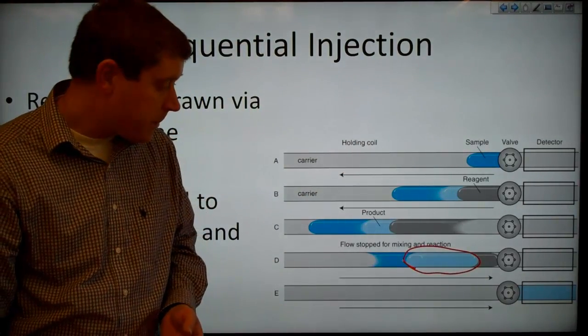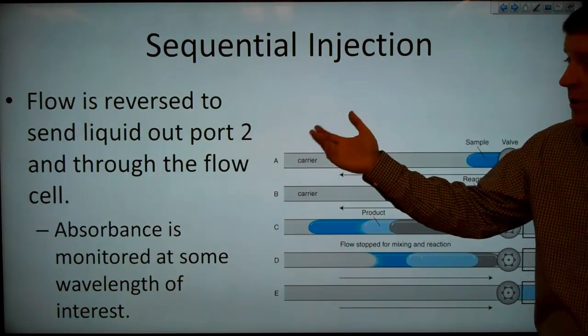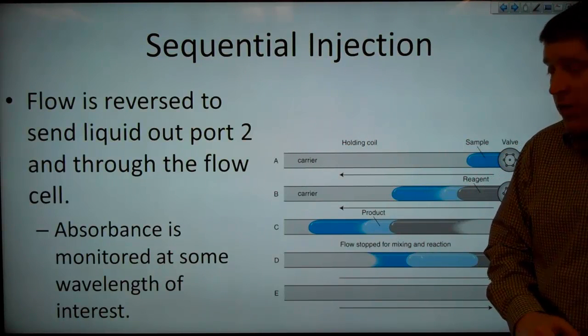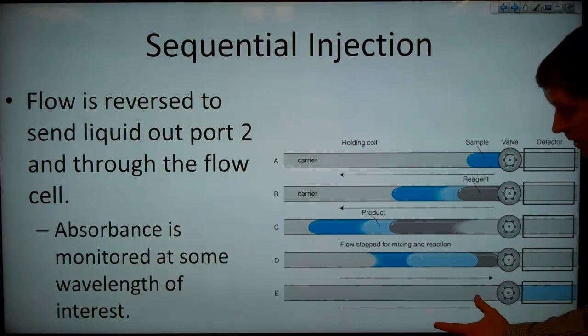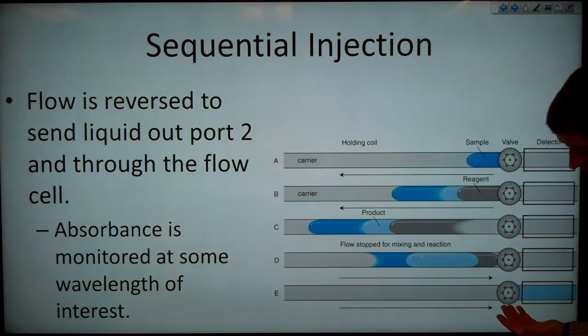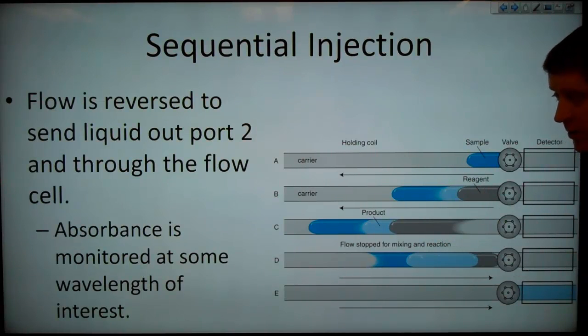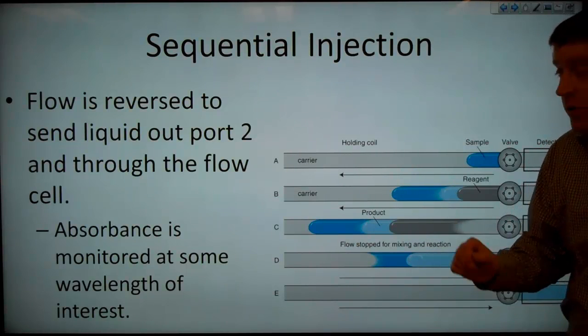We stop the flow, and we allow them to mix, and we get our product forming there in the lighter blue band. And now flow can be reversed to send liquid out port 2 and through our flow cell. So we have then the syringe pump push liquid back out of our holding coil, and we can then measure the absorbance at some wavelength of interest.